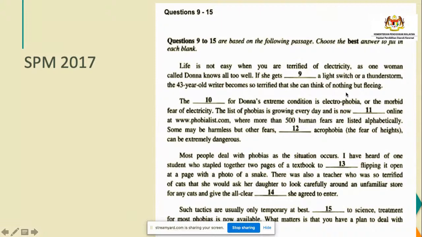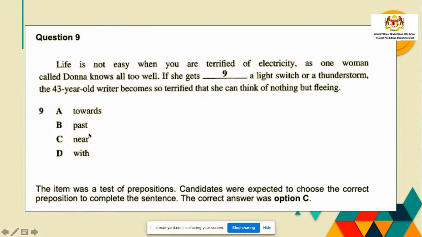Okay, so selalunya dia akan bagi choices of answers. Contohnya this one. Okay, yang dia bagi towards, past, near, with. If she gets, kita tahu kena present tense. So kat mana kat sini? Kat sini yang tak ada kaitan langsung dengan present tense. If she gets past, if she gets towards, if she gets near, if she gets with, yang mana satu paling tepat? Paling tepat. Okay, so if she gets near a light switch, so yang paling tepat adalah perkataan near.